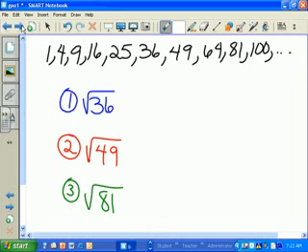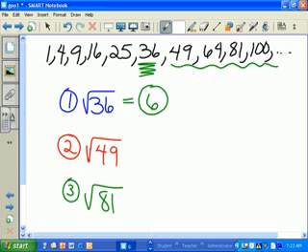All right, here's my first example, square root of 36. I'm going to eliminate any perfect square that's larger than 36, and I will see there that 36 is actually one of my perfect squares. So what number times itself is 36? 6. It's as easy as that.